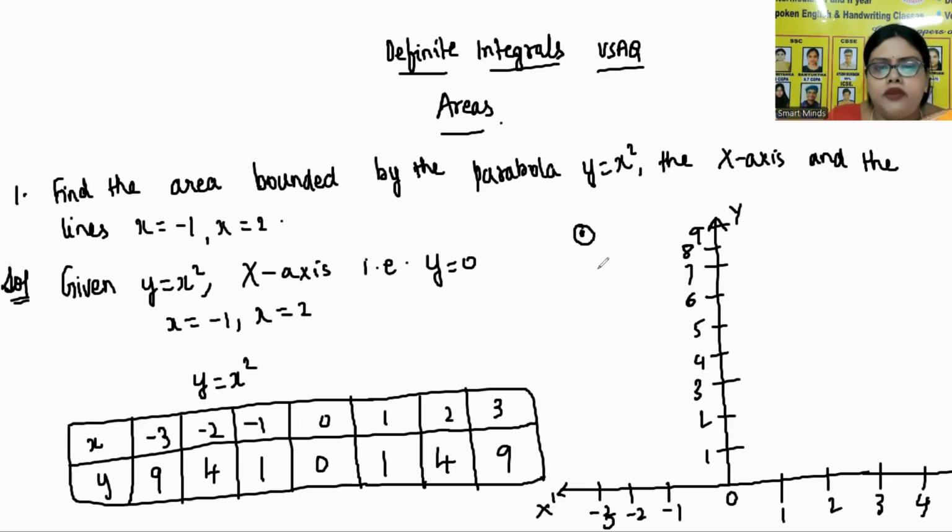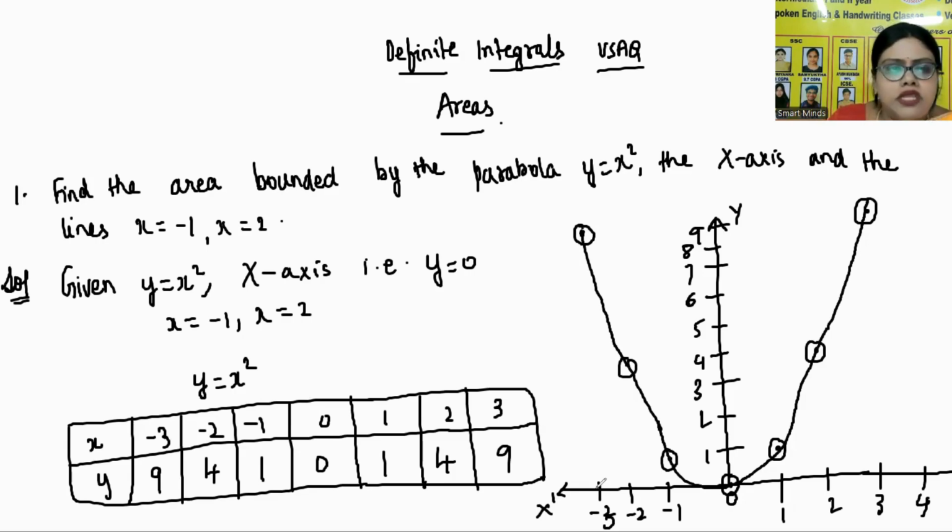Then -2 and 4. When x is -2, y is 4. So that comes over here. Then -1 and 1 comes over here. 0 comma 0 here. 1 comma 1 here. Then 2 comma 4 is over here. Then 3 comma 9 is over here. If I join the points, we get a parabola.